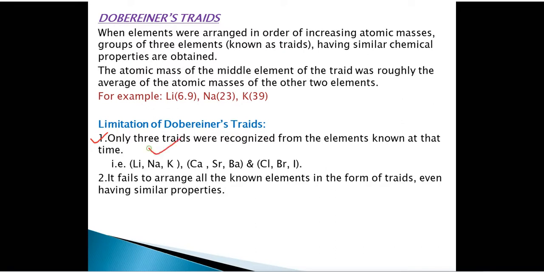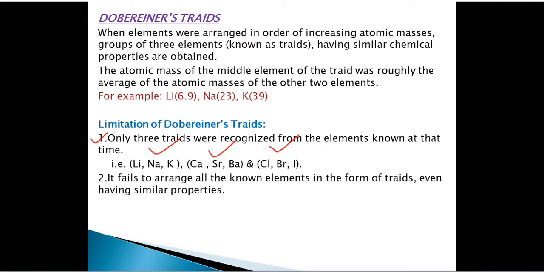The first triad was lithium, sodium, potassium. The second triad was calcium, strontium and barium, and the third triad which he identified was chlorine, bromine and iodine. Only these elements were known to fit at that time. Only 9 elements he got. He studied the properties of these elements only. For the other elements he couldn't do anything.